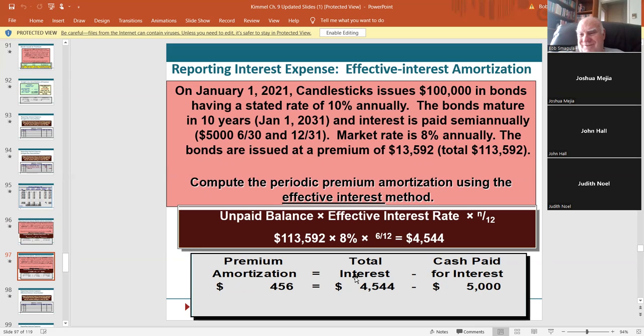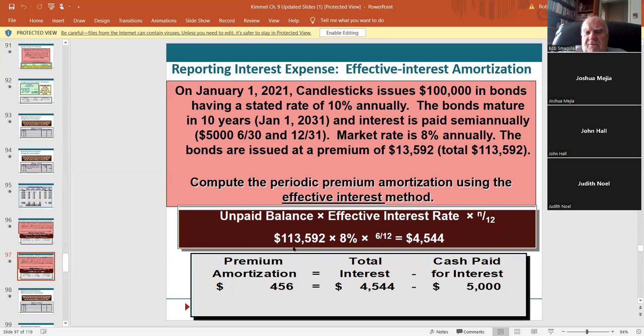I would write that down. The face value of the bond. Let's call it the carrying value. It's really what it is. The carrying value of the bond times the effective interest rate gives you the total interest, which in this case is $4,544. We know we have to pay $5,000 in cash. The difference that's amortized is thus $456.